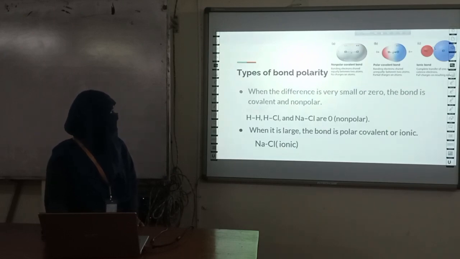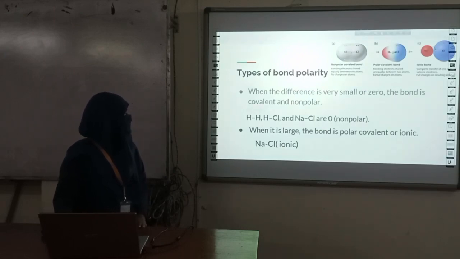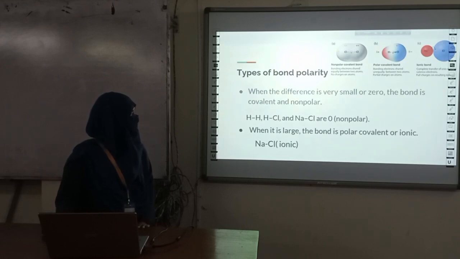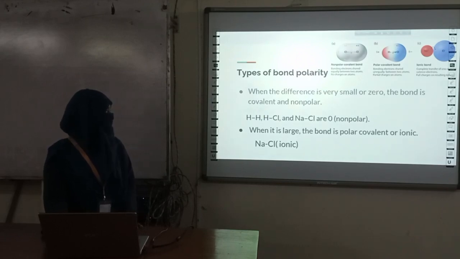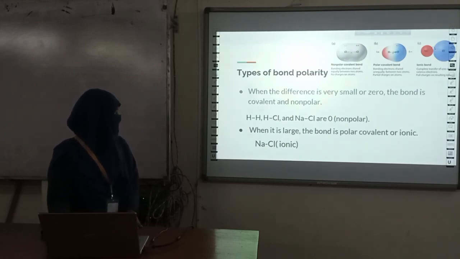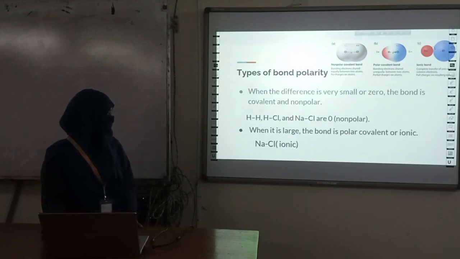Types of bond polarity. There are three types of bond polarity: non-polar covalent bond, polar covalent bond, and ionic bond. When the difference is very small or zero, the bond is covalent and non-polar. Examples: hydrogen, hydrochloric acid, sodium chloride are non-polar. When it is large, the bond is polar covalent or ionic.